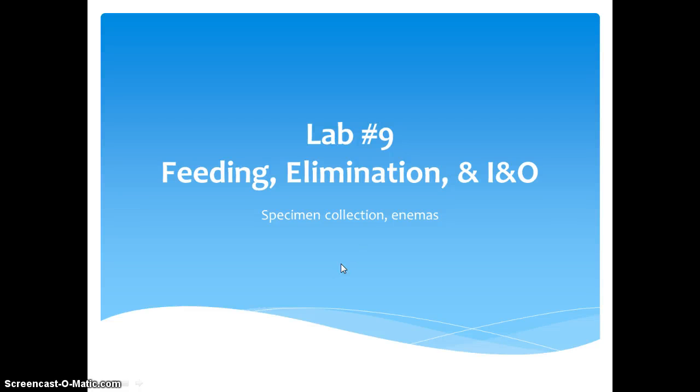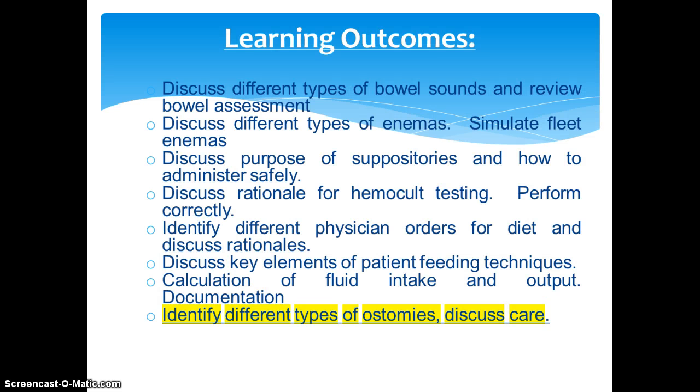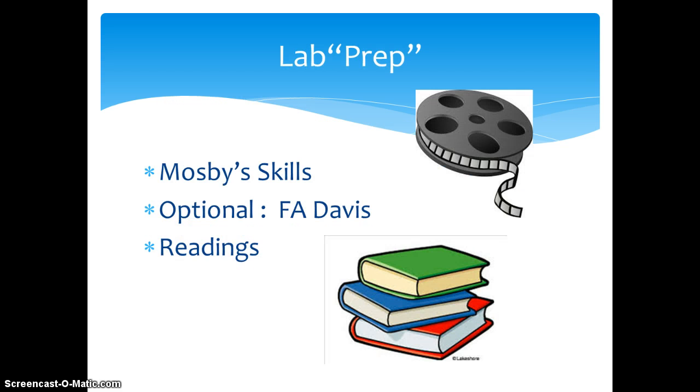Hi folks, this is the prep for lab number 9, feeding, elimination, and I and O. The learning outcomes that we have here are on your handout, so you can go over them there. I'm going to try to keep this short and sweet. I have added the last learning outcome, identified different types of ostomies and discuss care. I had left that out initially in your handout.